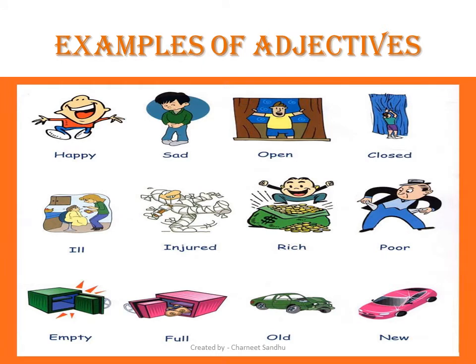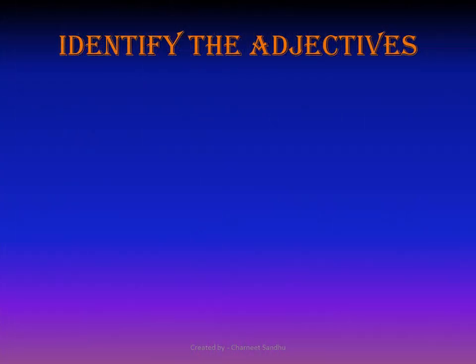Let us look at some examples of adjectives. Happy, sad, open, closed, ill, injured, rich, poor, empty, full, old, and new are some examples of adjectives. Now you have to identify the adjectives in the following sentences.